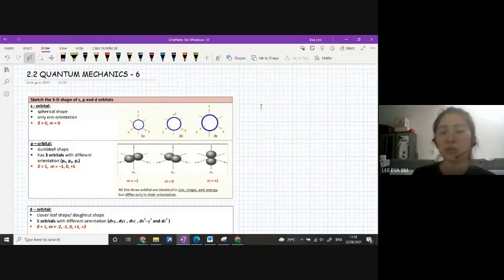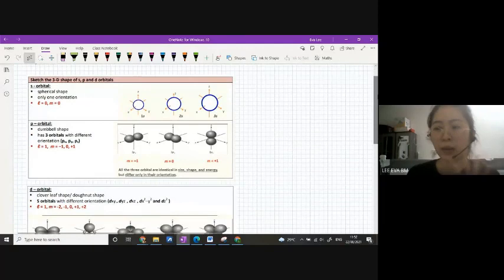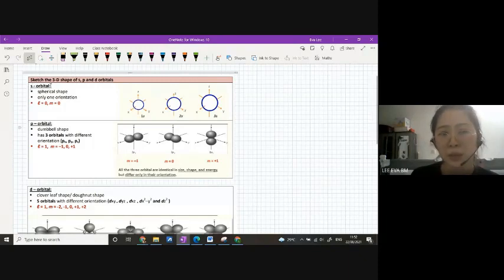You also need to know how to draw or sketch the shape. Okay, so now the shape represented by the value of L. So let's see S, P, and D. F shape awak tak perlu belajar ya. Shape hanya fokus kepada S, P, D sahaja. Okay, so in this case, S orbital, it is spherical shape. Okay, and it's only got one direction. When we say one direction, imagine there is a ball. Doesn't matter how you turn it, it also looks the same. So we say it is only having one orientation.